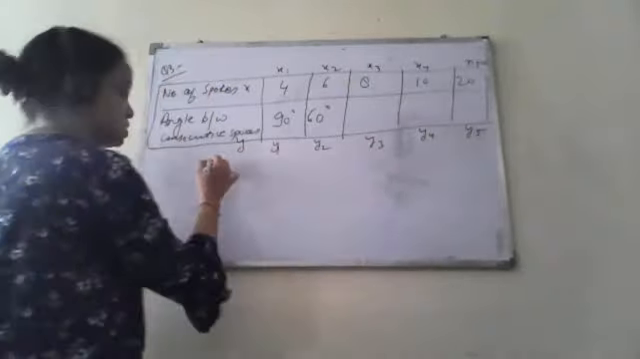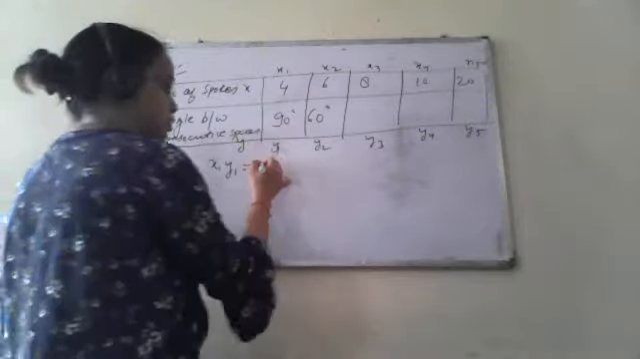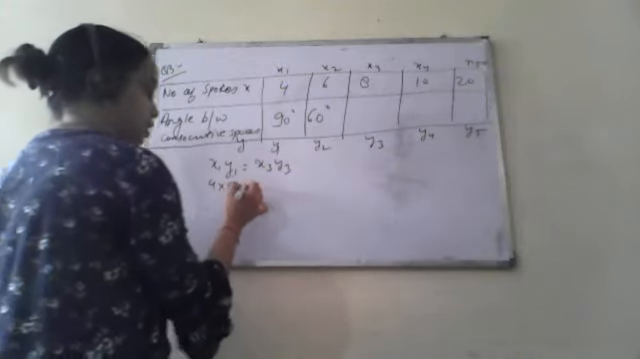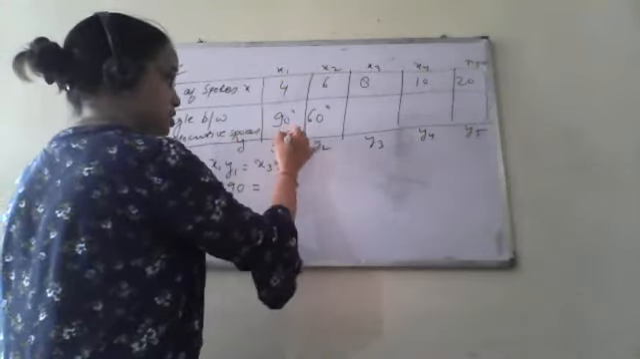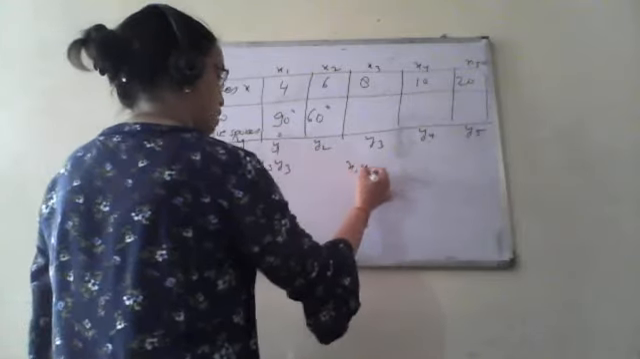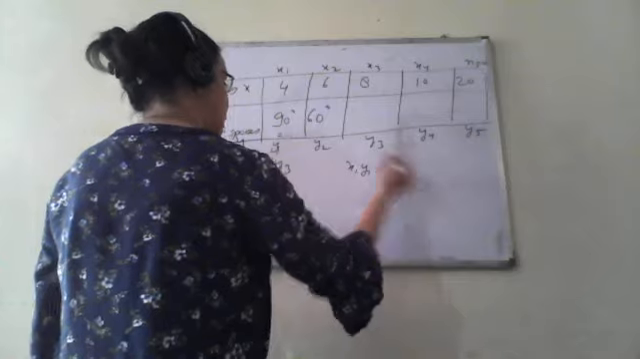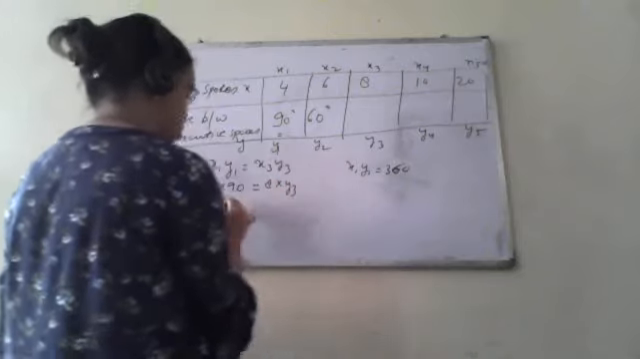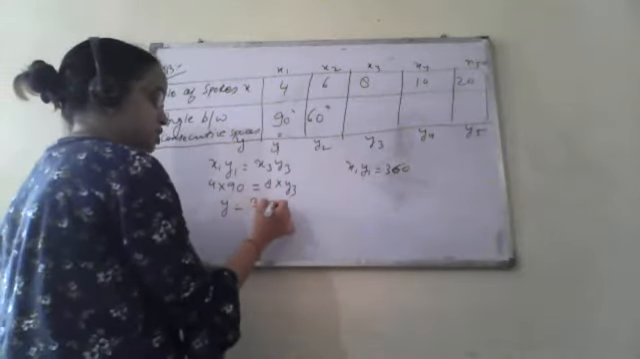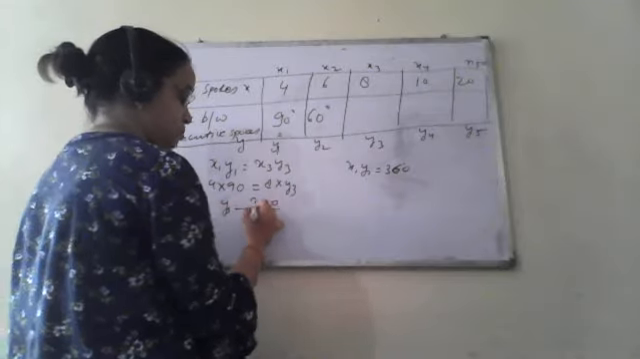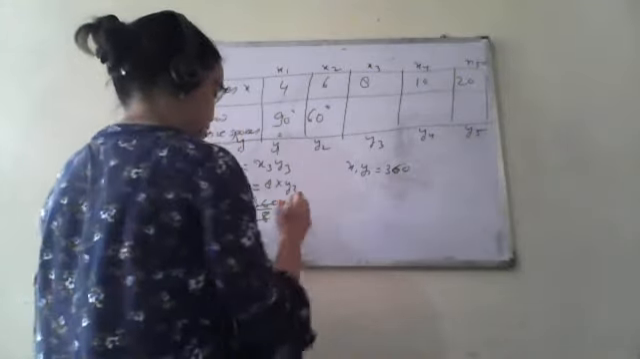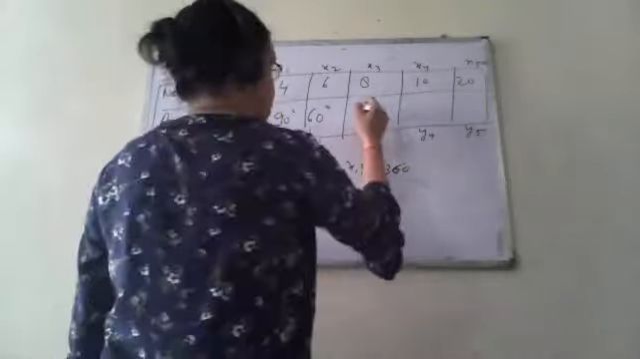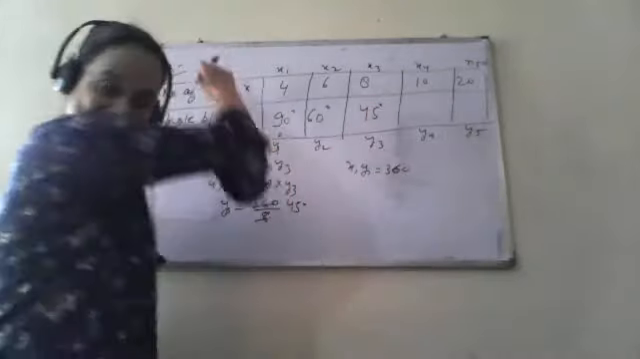So x1 y1 will be equal to x3 y3. This is 4 into 90, or we can calculate the value as 360. x1 y1 we can directly put as 360 degree. Okay, so x3 is 8 and y3 we have to calculate. So y3 will be 360 upon 8. It comes out to be 45. So when there are 8 spokes, the angle between two consecutive spokes will be 45.